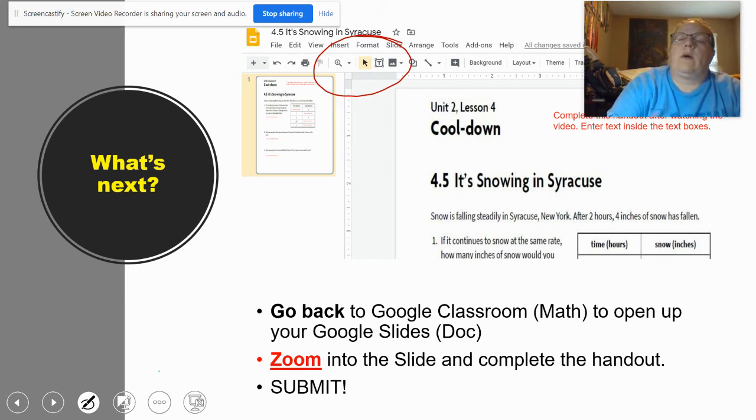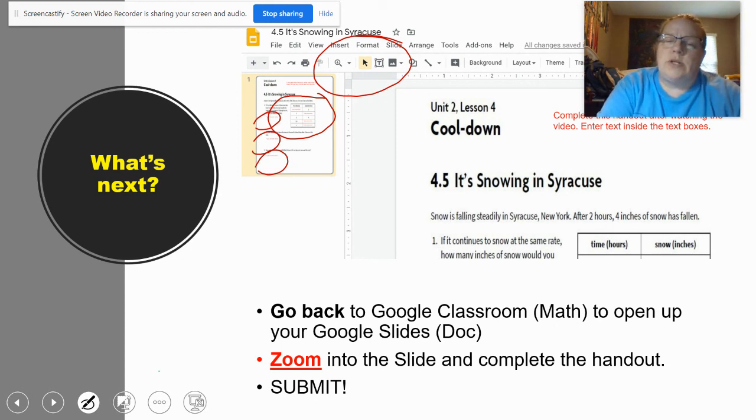And at the top of your handout, it tells you to complete the handout after the video and enter the text inside the text boxes. And as you go through this lesson, you'll notice that you are also going to fill out a data table, and you have 3 questions to complete when you are finished. When you are finished, go ahead and make sure that you submit into Google Classroom.